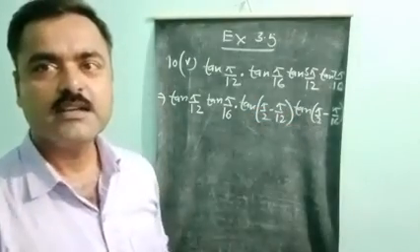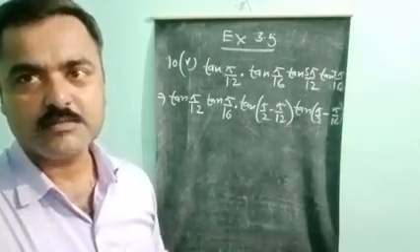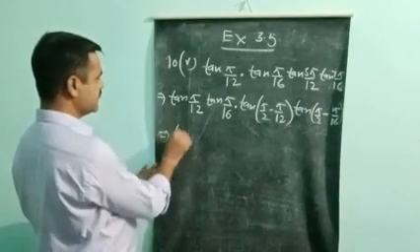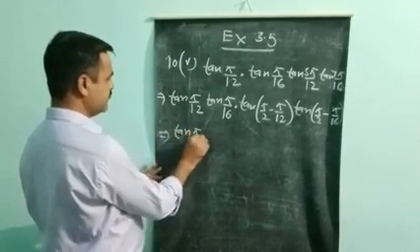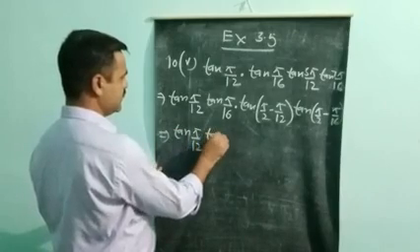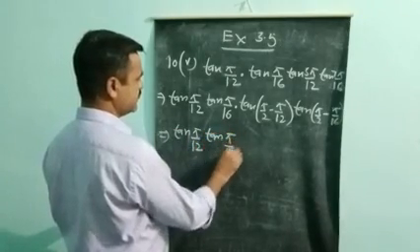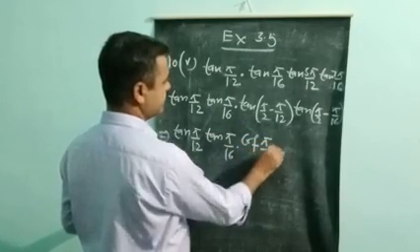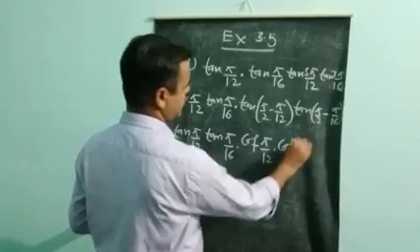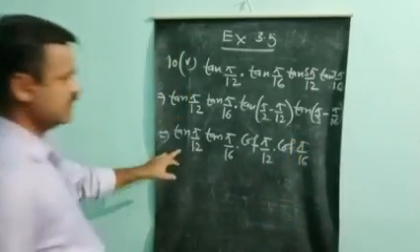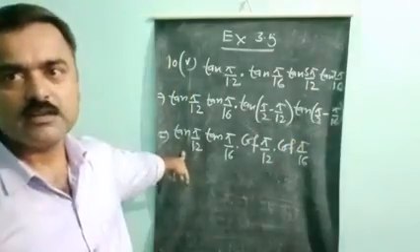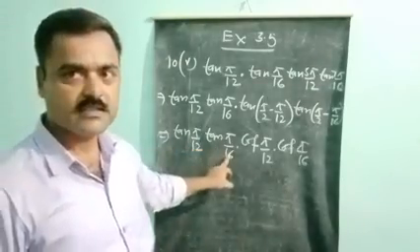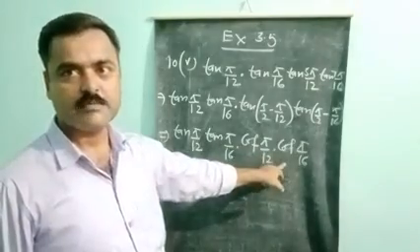Now you know that tan 90 minus theta equals cot theta, so this will become tan pi by 12, tan pi by 16, into cot pi by 12, cot pi by 16. Tan 90 minus theta equals cot theta, so this is tan pi by 12, tan pi by 16, cot pi by 12, cot pi by 16.